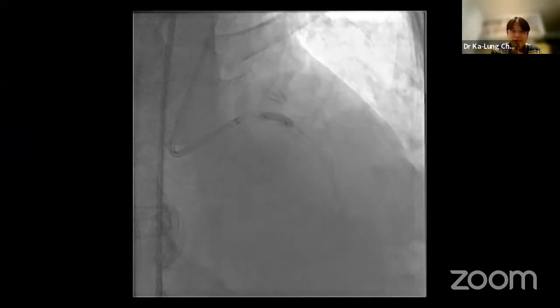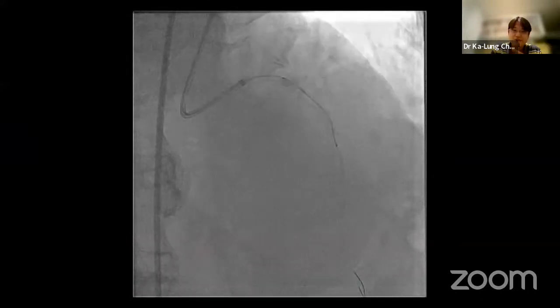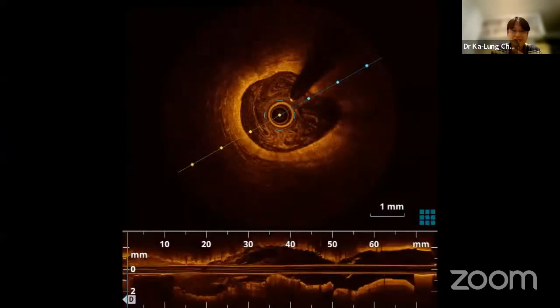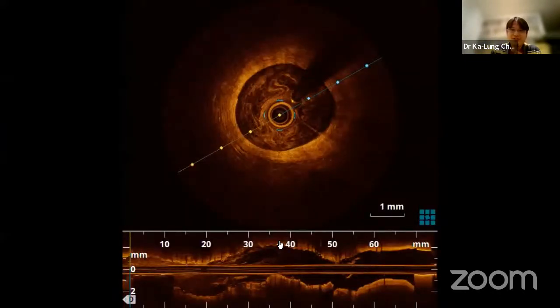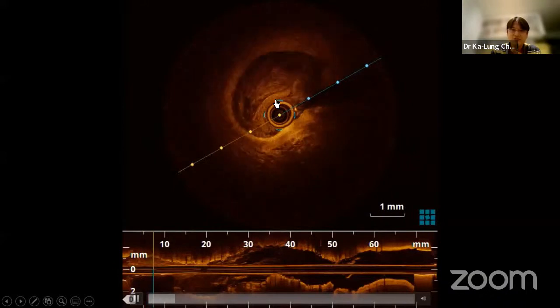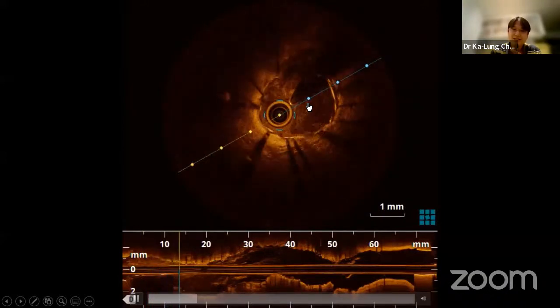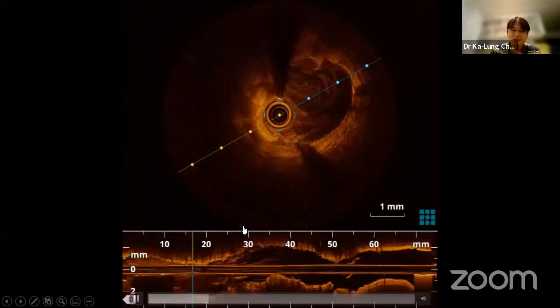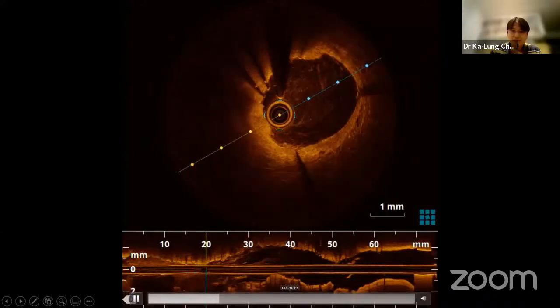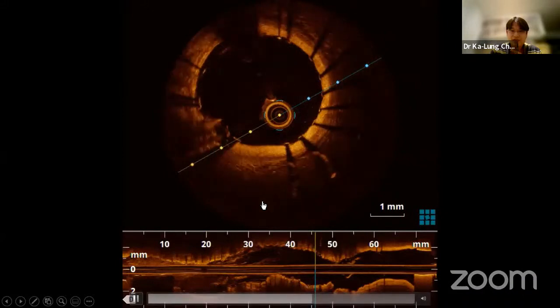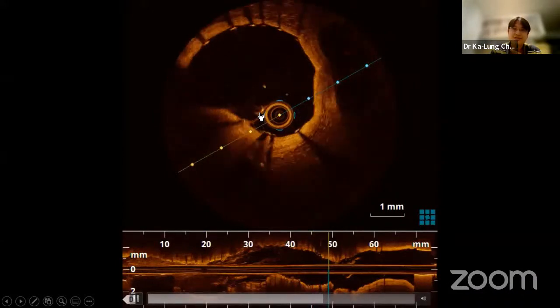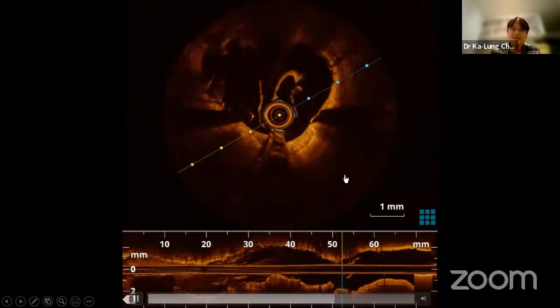They both expanded very well. After some post-dilatation, I did the OCT. Sorry for the poor quality, we failed to clear all the contrast. There's some blood inside the lumen, but you can see this is the distal, this is the mid LAD. There's no edge dissection. But I want to go to the left main. So this is the proximal LAD, and the left main is coming.